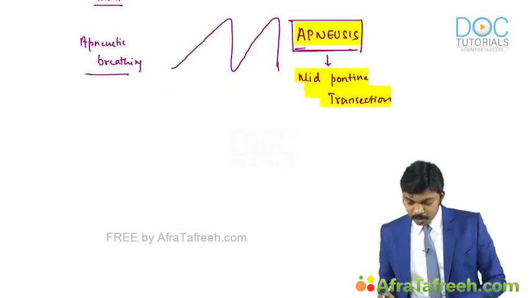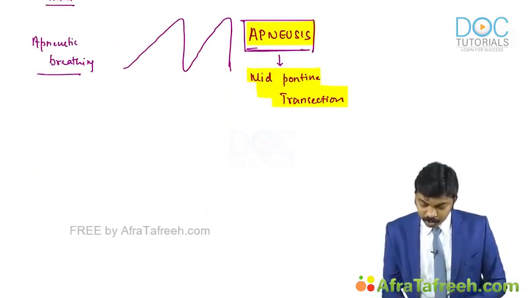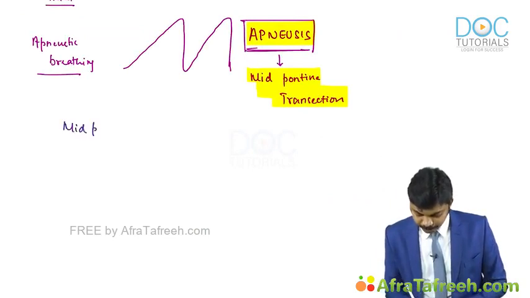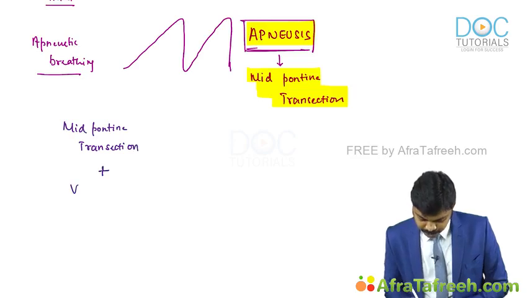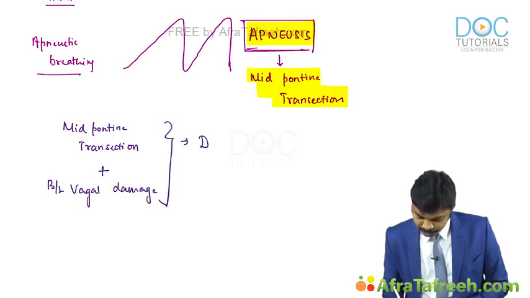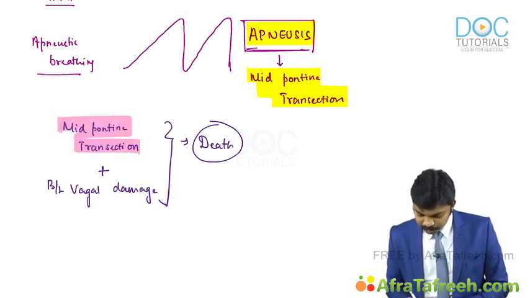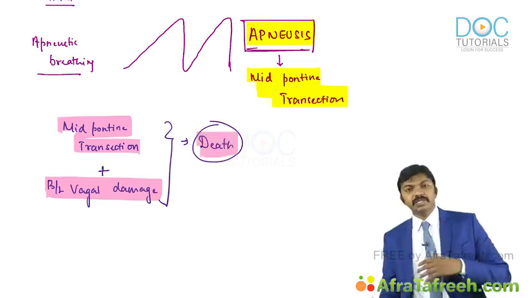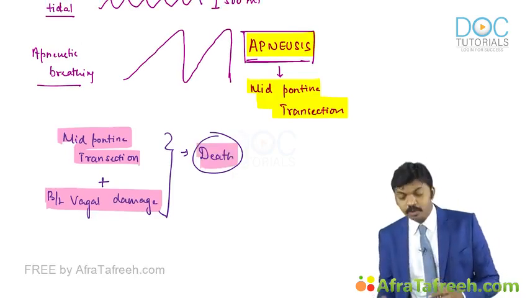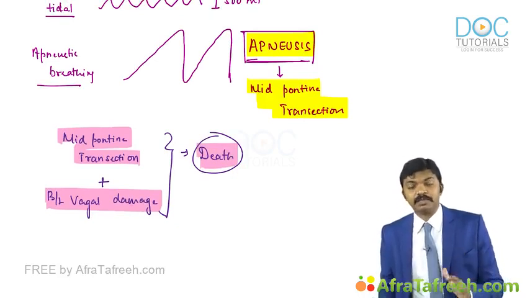Right, doctors? So, when there is mid-Pontine transection plus bilateral vagal damage, the subject cannot breathe out and expire. This leads to death, doctors. So, point number 2, mid-Pontine transection along with bilateral vagotomy leads to death, doctors.